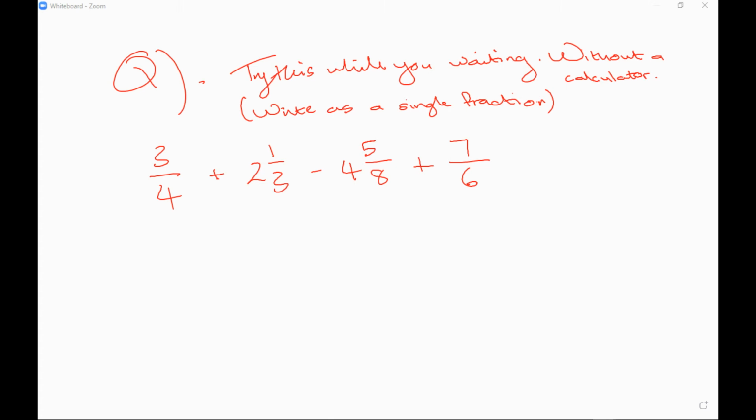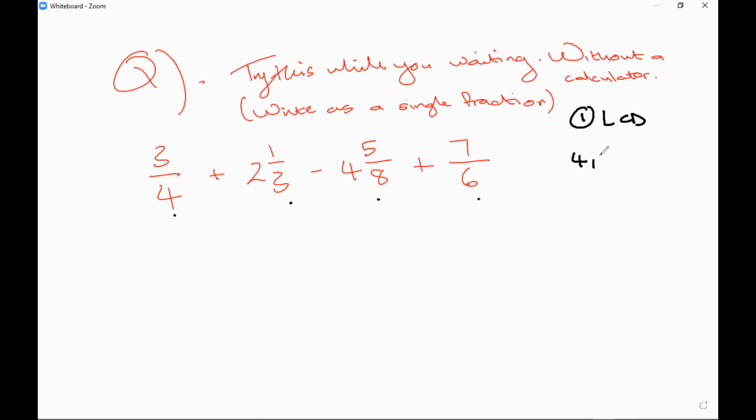All right, let's go through this one here. So without a calculator, we want to write this as a single fraction. Okay. So the first thing I need to do, step one, is get some kind of lowest common denominator. I can see 4, 3, 8, and 6.